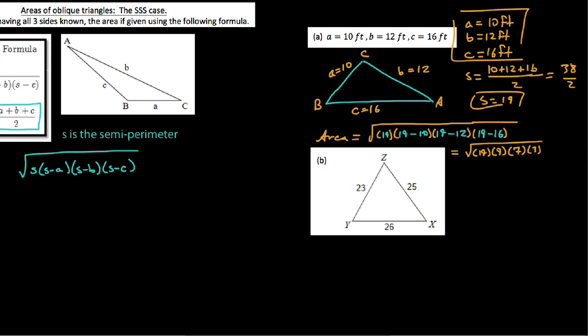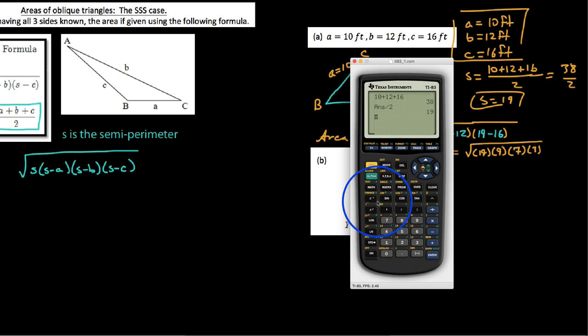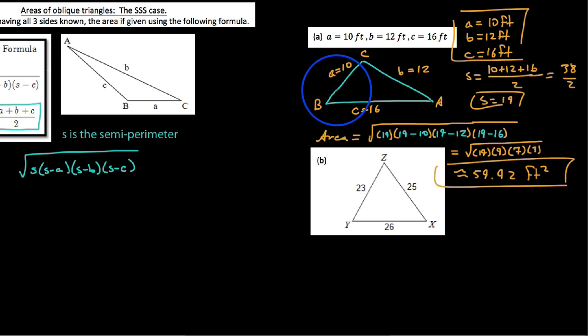Typing this into our calculator, we don't need all the parentheses. We just need the square root of 19 times 9 times 7 times 3, making sure all of this is inside the square root. We get about 59.92, and we want to label this with the proper units: square feet. So 59.92 square feet is the amount of space two-dimensionally that this triangle takes up.